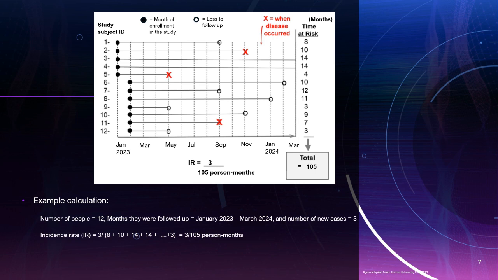The red X marks indicate when subjects had an infection of brucellosis or antibodies were detected in their blood, even if they did not develop the disease. That means the farmer's immune system had done a good job fighting the infection. For the study, their exposure time at risk ends at the X marks. Subject number 2 was detected with antibodies against brucellosis in November 2023. Subject number 5 had developed the disease in May 2023. And subject number 11's blood test was positive for antibodies in September 2023.